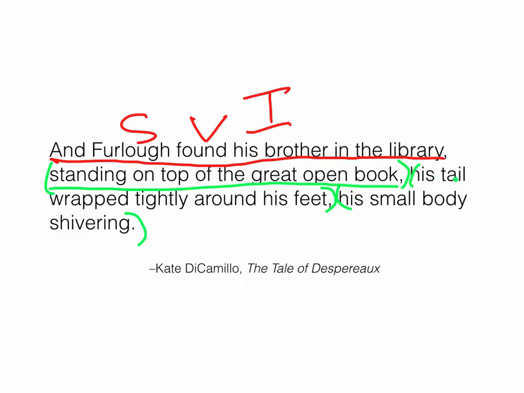I want you to notice, sometimes to make an independent clause or a complete sentence dependent, all you're doing is removing a verb. If I said his tail was wrapped tightly around his feet, this would be a complete sentence. But by getting rid of that was and just saying his tail wrapped tightly around his feet, we can make this dependent and stick it to an independent clause. His small body shivering, I could say his small body was shivering, right? In that case, I wouldn't be able to attach this to the sentence. But by getting rid of the verb, I make this a dependent clause, and it's okay to go ahead and stick it with the independent clause.